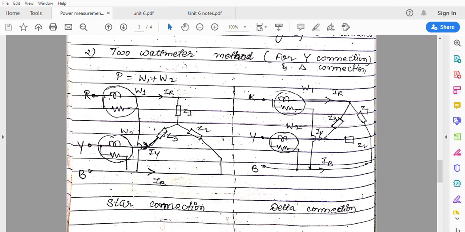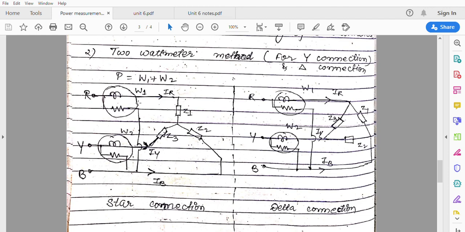How is this arrangement done? See, one wattmeter is connected, and the current coil of this wattmeter will be measuring this IR current, but the voltage coil of this wattmeter is going to measure VRB. It is going to measure this voltage. It is not going to measure the phase voltage, it is going to measure the line voltage. Similarly, the wattmeter connected over here is going to measure the line current or phase current, because line current and phase current are the same in star connection. And then this is going to measure the line voltage VYB.